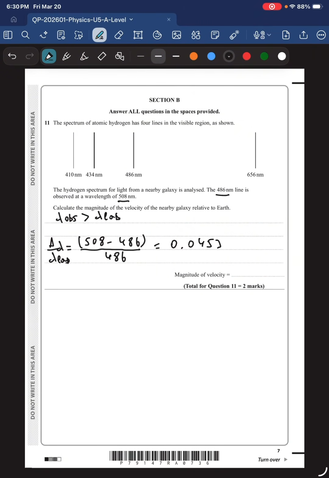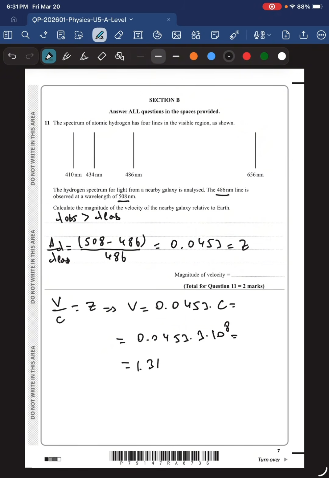Okay, so this is 0.0453. So V over C is equal to Z, the Doppler factor. So V is 0.0453 times C, or 0.0453 times 3 times 10 to the 8. And this yields 1.36 times 10 to the 7th meters per second.